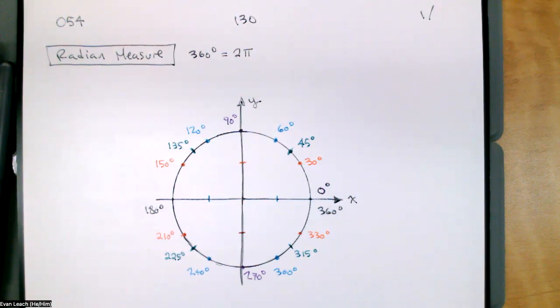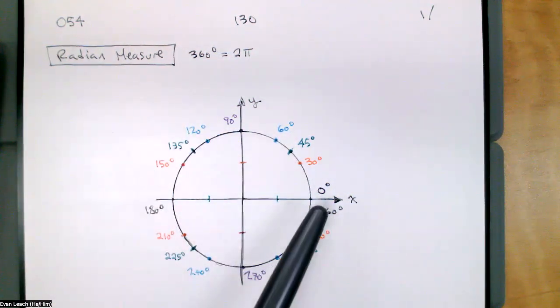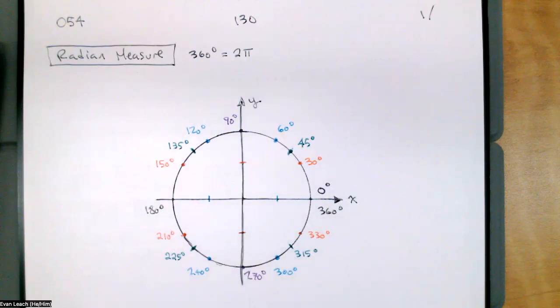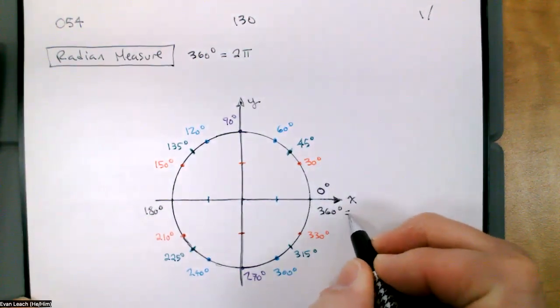Anyway, let's just start breaking this down and look for the patterns and how we can associate the angles that we already know, 30, 45, and 60 in all 4 quadrants, with their equivalent measures in radians. We're going to start with 360 is 2 pi. That's one full circle is 360 degrees. One full circle is 2 pi radians. 360 degrees is 2 pi.